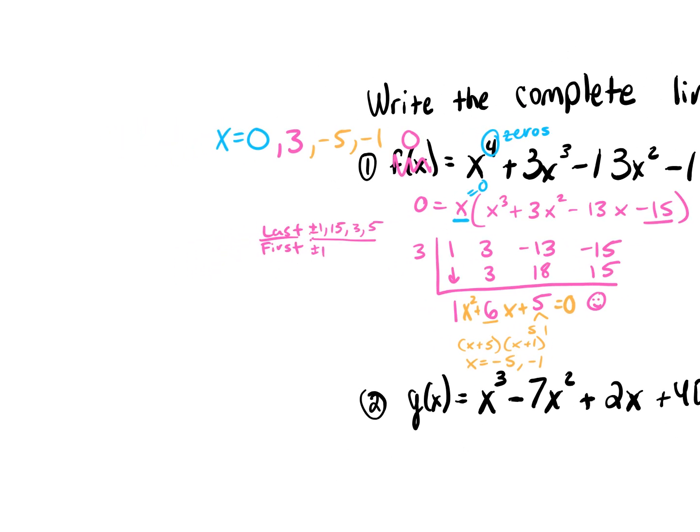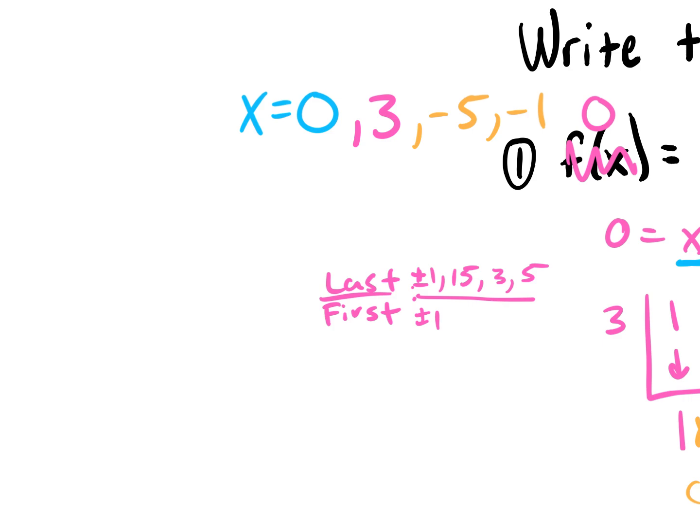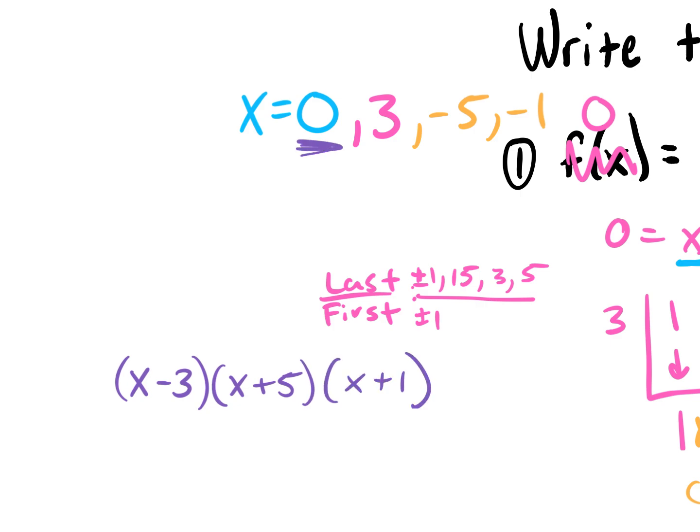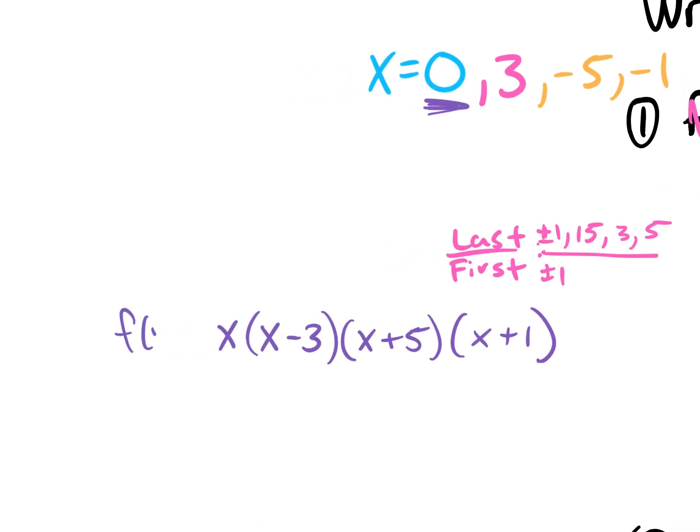Now we're going to write the complete linear factorization. So I'm going to do that down here. It's always x minus the solution that we have. So I'd have x minus 3. What would come next? I'm going to skip 0. We'll come back to that. What would be next? X plus 5 and x plus 1. How do you think I would write 0? Just x. Awesome. It'd be x minus 0, which is just x. So this would be our complete linear factorization. I'm going to say f of x equals this.